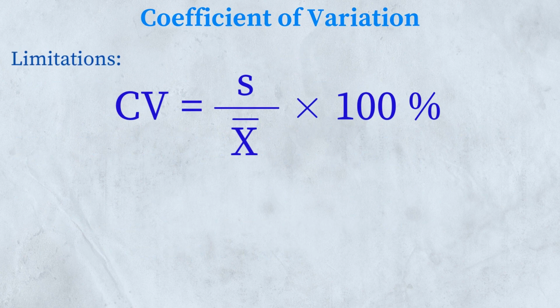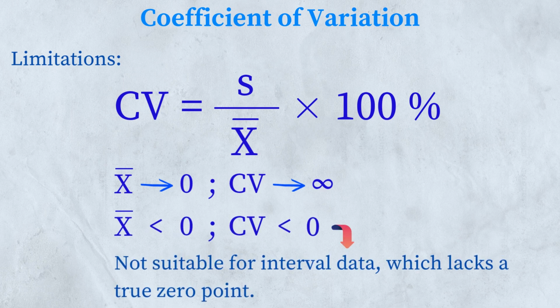However, the coefficient of variation has limitations. It cannot be used when the mean of a dataset is 0 or very close to 0, nor is it suitable for interval data, which lacks a true 0 point.